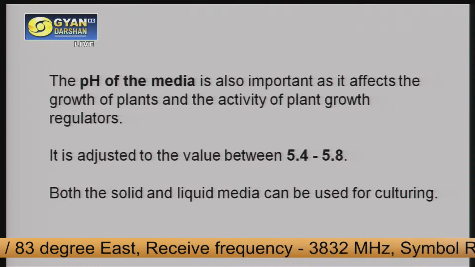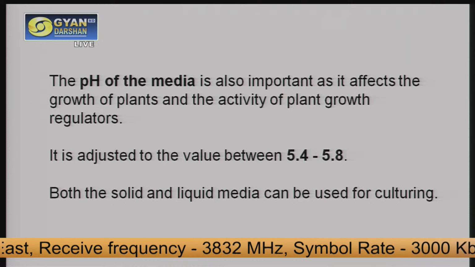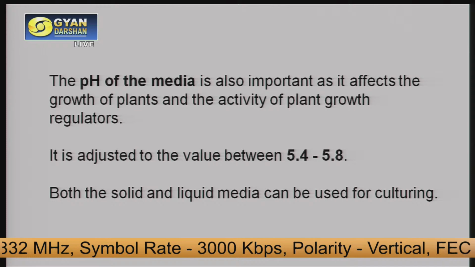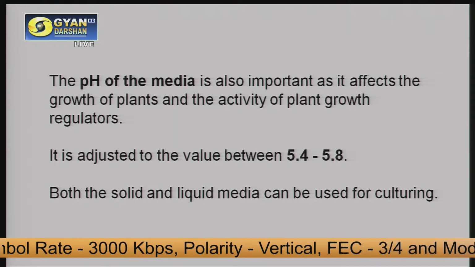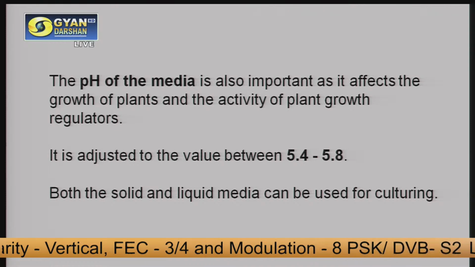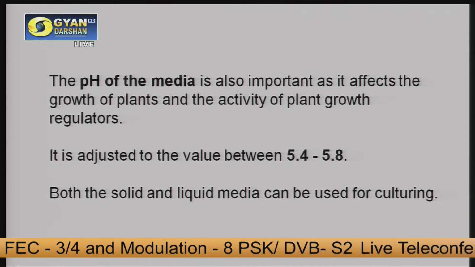So you see, these are all the basic components of a tissue culture medium. Now what will be the pH of this medium? pH is normally set between 5.4 to 5.8. It should not exceed 5.8. It can be in between. It can be even 5.7. No problem. So this pH is very, very crucial.